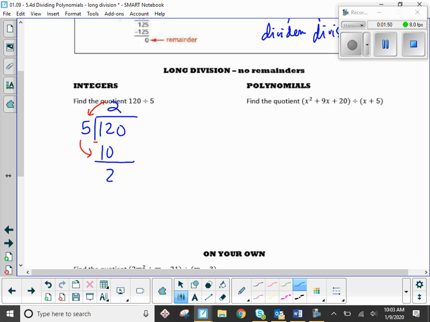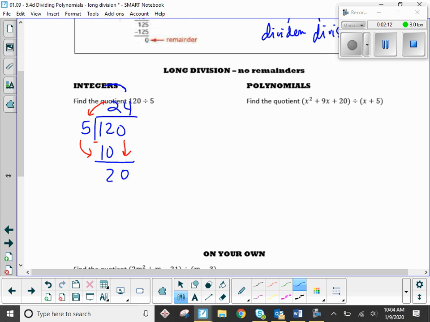What's the next part? Bring down the 0. You bring down the next term. And then you start this process all over again. But now you're looking at the 20. 5 goes into 20, how many? Or 20 divided by 5 is what? 4. So that goes up here.